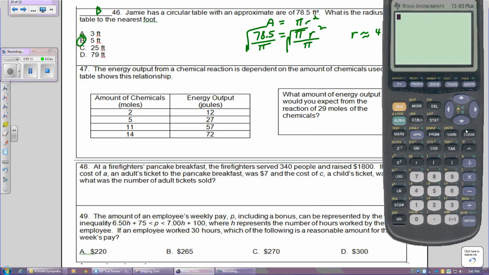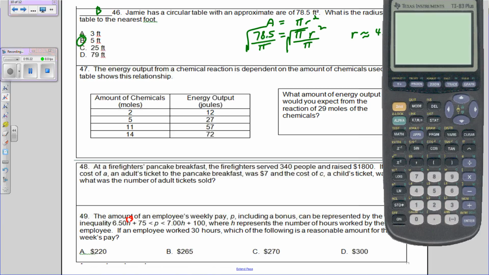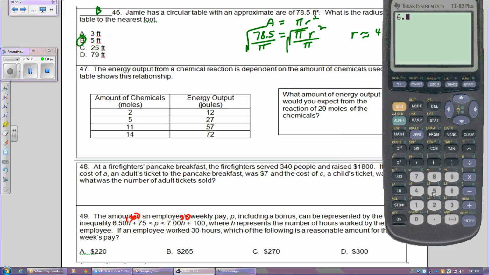So for the low end, what we're going to do is we're going to put the 30 hours here and type it in the calculator, and the 30 hours here, and calculate a low and a high. So if we do 650 times 30 plus 75, the lowest is 270.